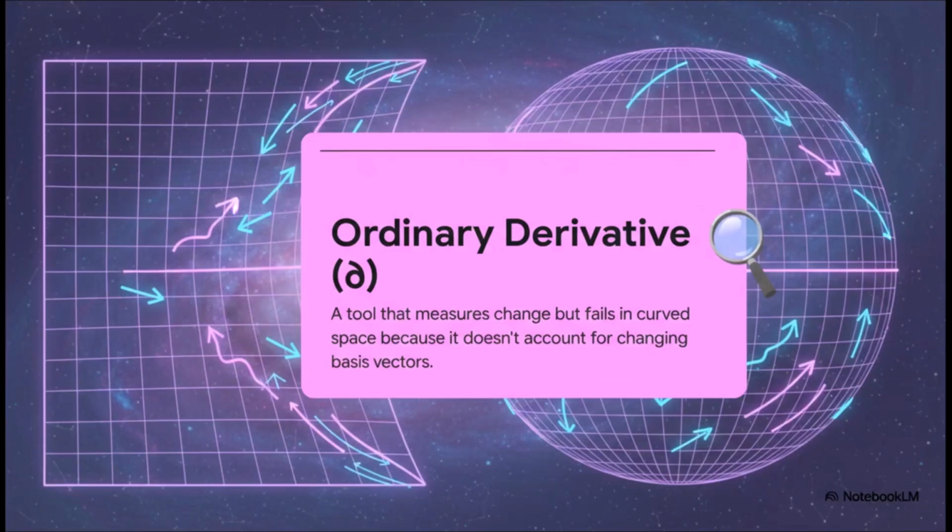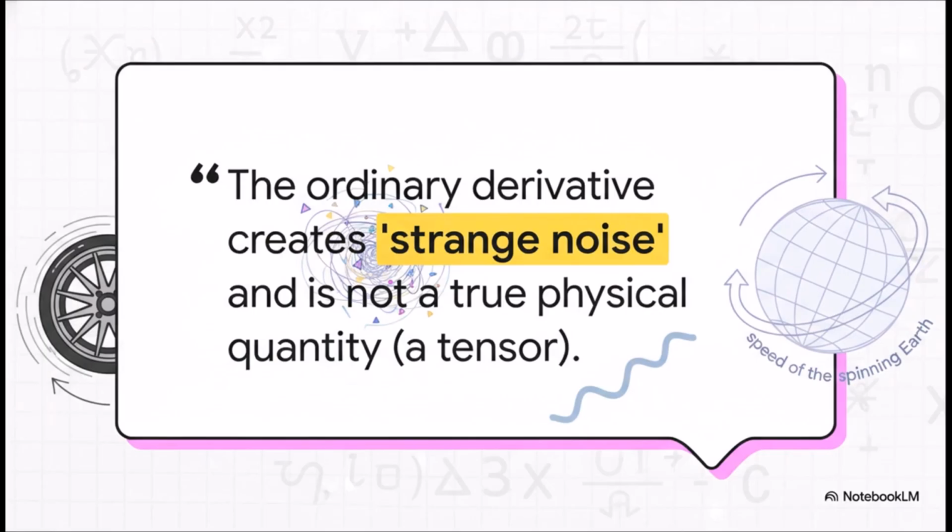And that is the fatal flaw of the ordinary derivative. It was designed for a flat world, period. When you try to use it on a curved surface, it actually measures two things at the same time: the real physical change you care about and the artificial change that's just caused by the twisting of your coordinate system. So the answers you get are frankly junk. They're not real, they're not true physical quantities because their value changes depending on whatever coordinate system you just happen to choose.